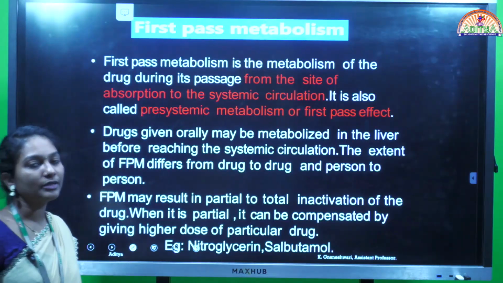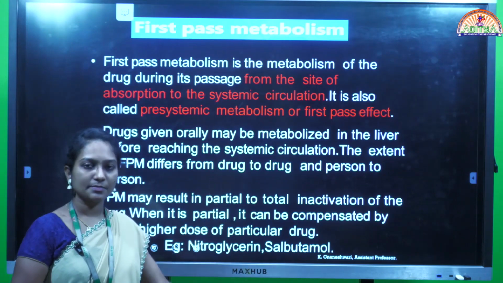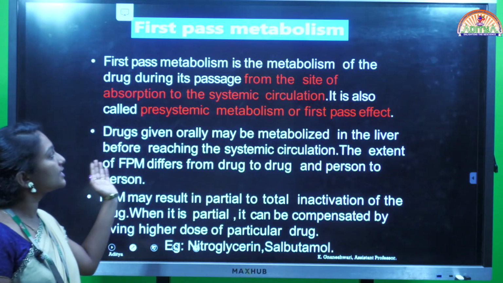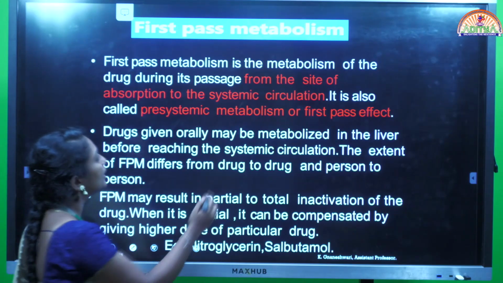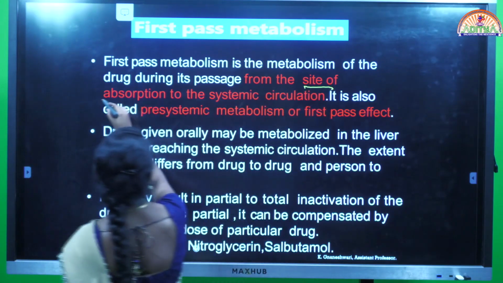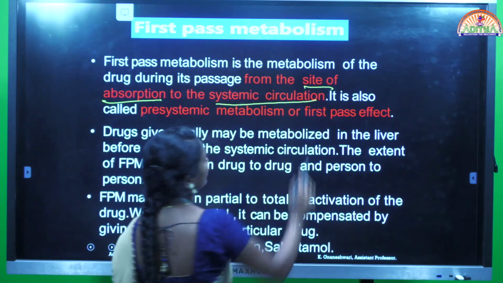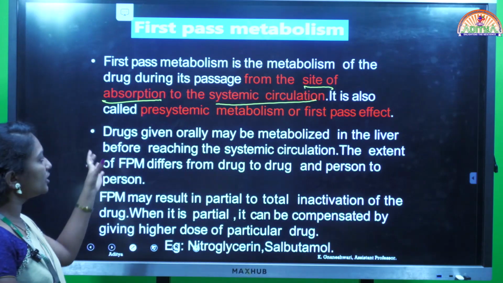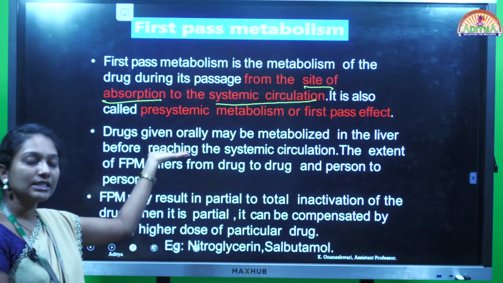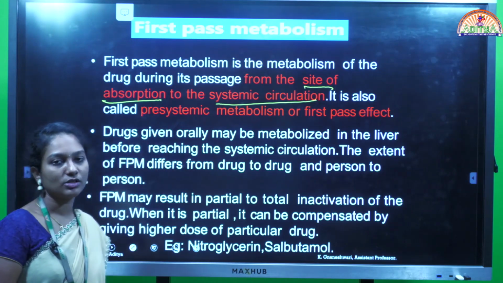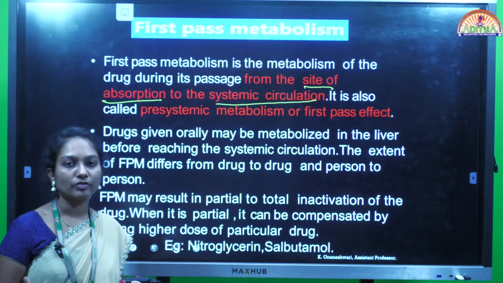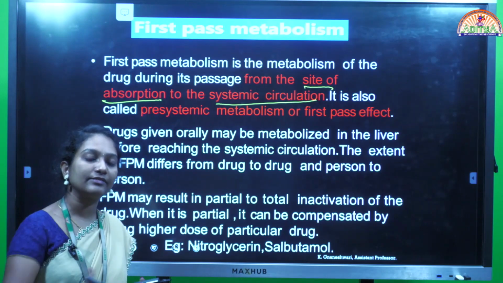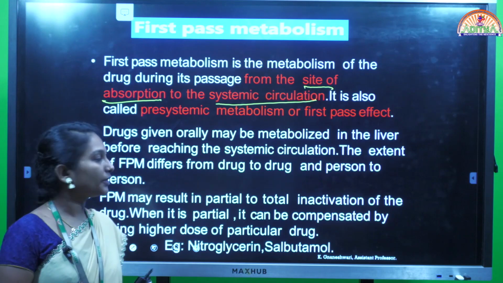And apart from it, the other main factor is the first pass metabolism, which we have already discussed. First pass metabolism is the passage of the drug from the site of absorption to the systemic circulation. Here we can also call it pre-systemic metabolism, that is, before reaching the systemic circulation. So what will happen is, there are chances where the drug will get metabolized.